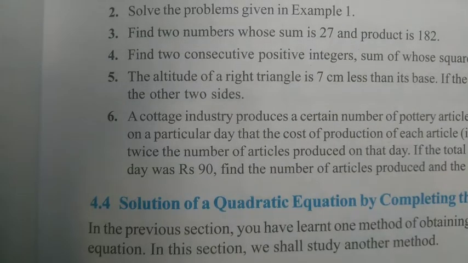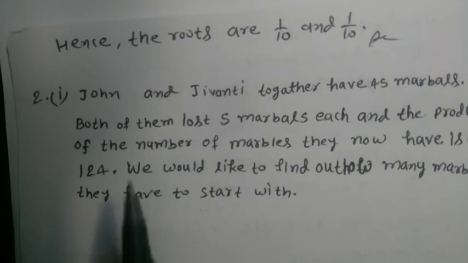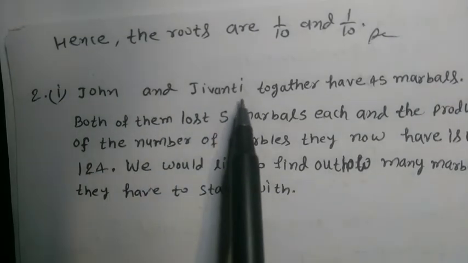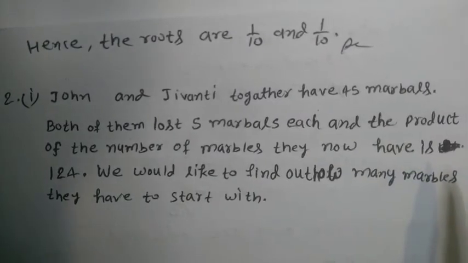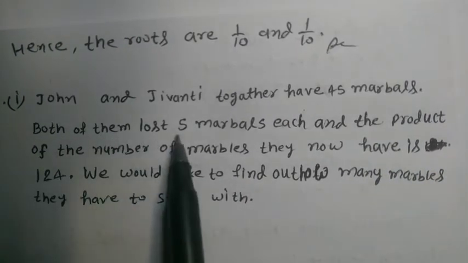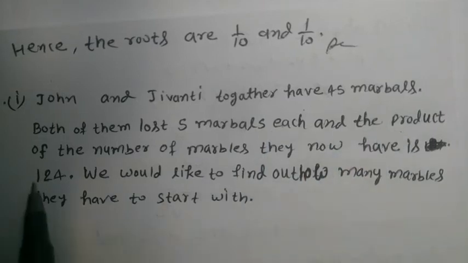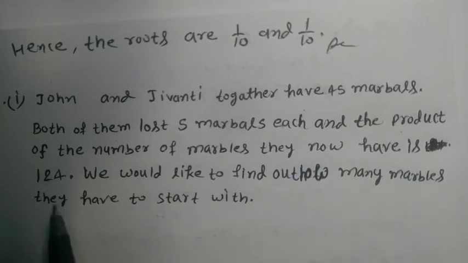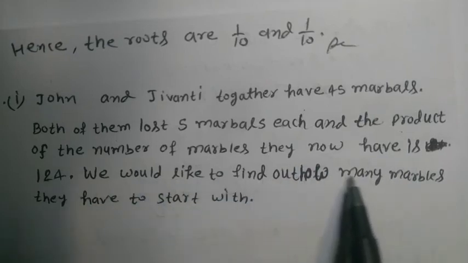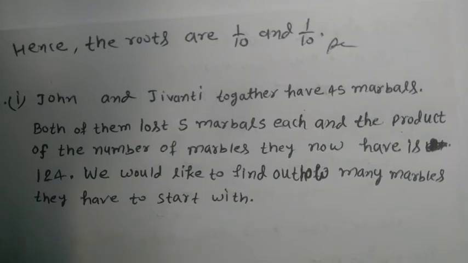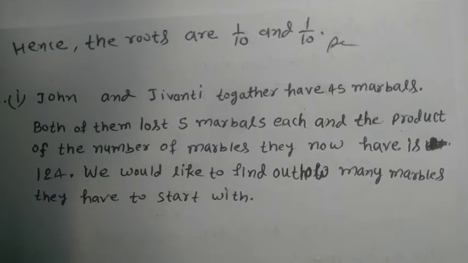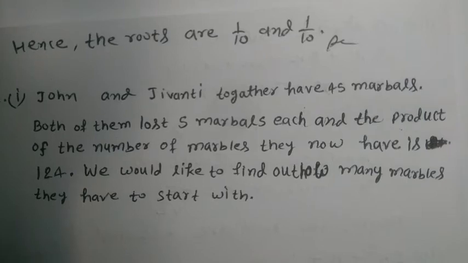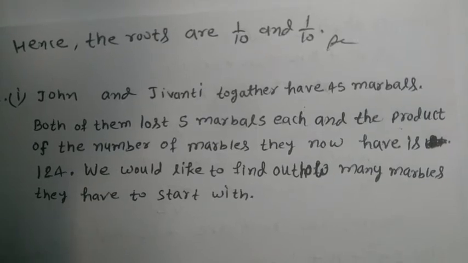In example 1, there are two questions, okay? Now, the first question is, John and Jivanti together have 45 marbles. Both of them lost 5 marbles each, and the product of the number of marbles they now have is 124. We would like to find out how many marbles they have to start with. We have to find how many marbles John and also Jivanti have in the starting.